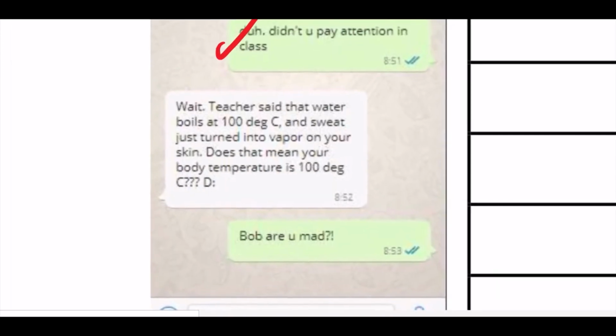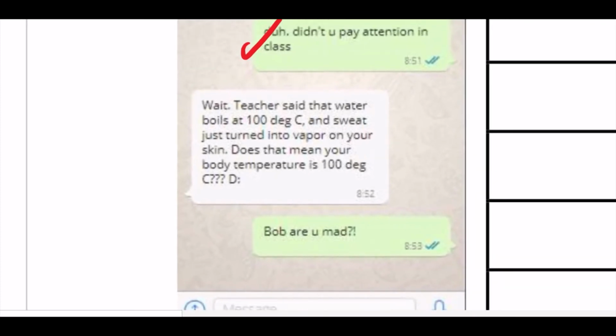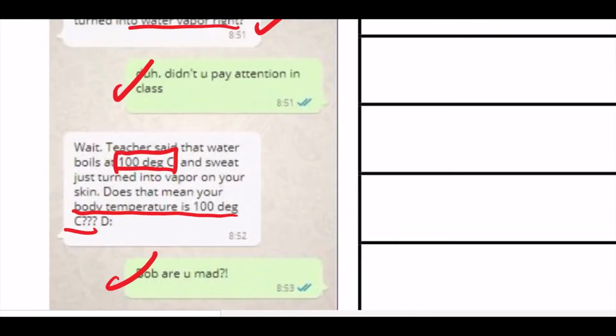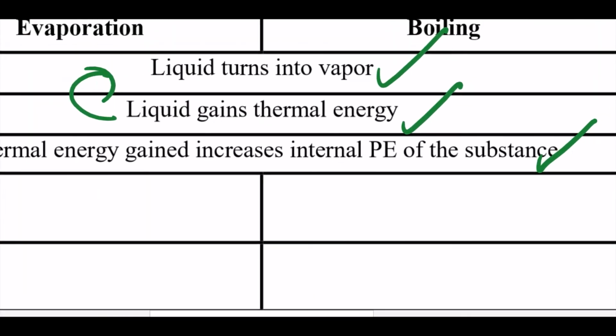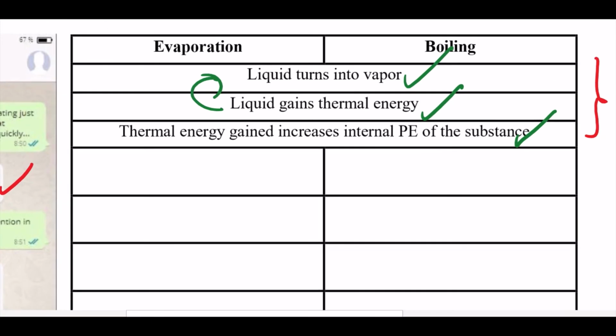Now here comes the question. Bob asks, "Hang on, the teacher said that water boils at 100 degrees Celsius and sweat just turns into vapor on your skin. Does it mean that your body temperature is 100 degrees Celsius?" Because water turns into steam, or water vapor, right? So isn't that the boiling process? Should it occur at 100 degrees Celsius since that's the boiling point of water? Well, clearly that's not the case. So clearly there is a difference between evaporation and boiling.